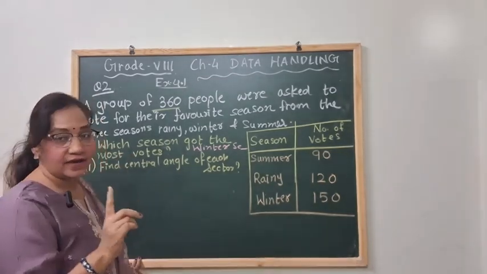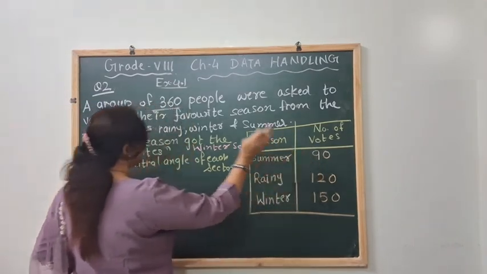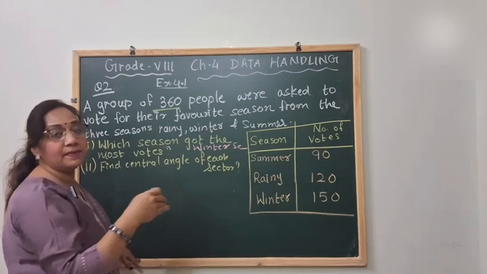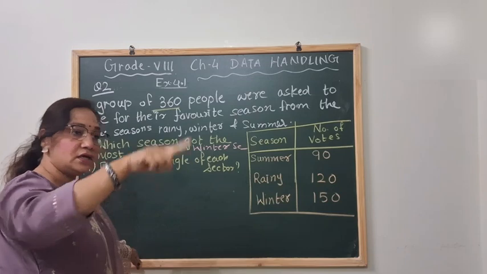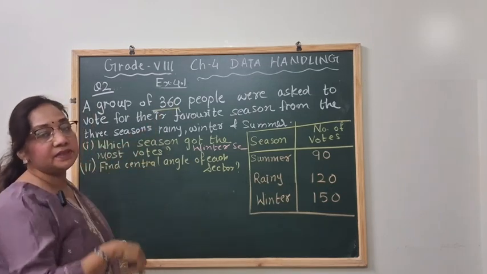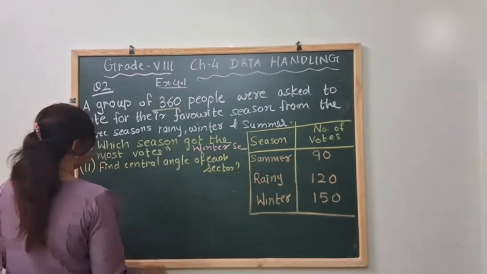To form a central angle, the formula is number of votes divided by total number of people multiplied by 360 degrees. Why 360 degrees? Because when we make a circle, it completes 360 degrees. So first we'll find the central angle for summer.